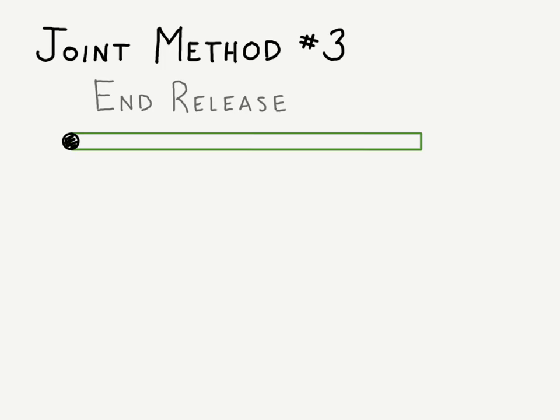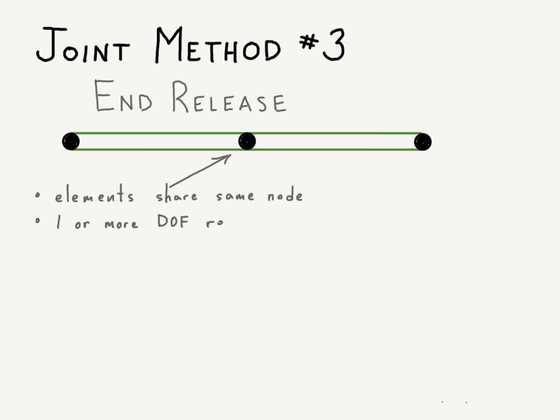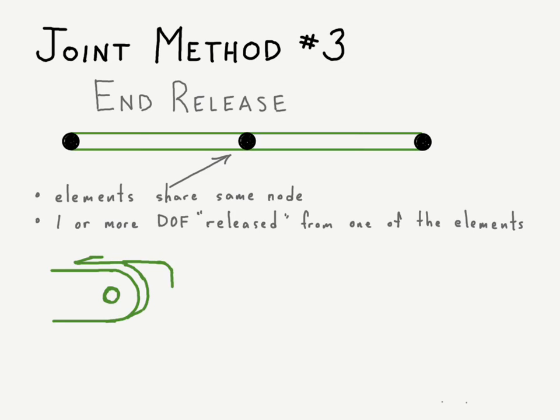Now we're going to get to the main subject of this presentation, which is end releases. With an end release, we take our frame elements joined together. Now they have a single node that they share, and at that node we might specify that one or more of the degrees of freedom can be released. In other words, the stiffness related to that degree of freedom is released.